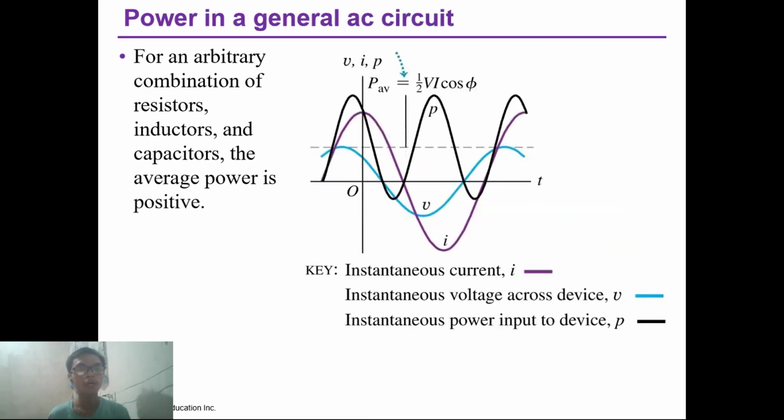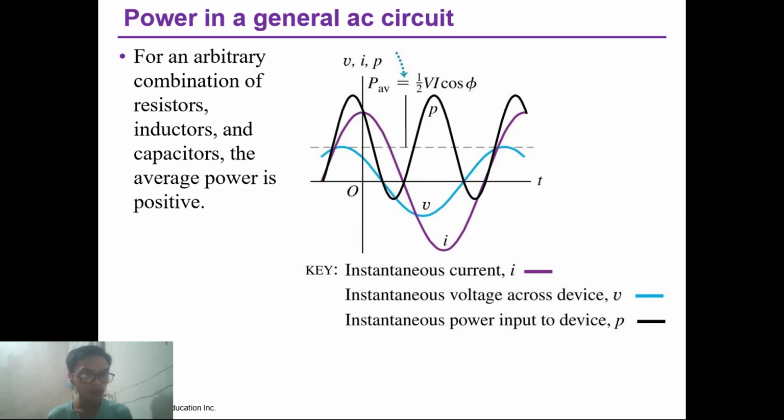Now we have here power in a general alternating current circuit. For an arbitrary combination of resistors, inductors, and capacitors, the average power is positive. Again, the power is positive and only resistors dissipate energy. The inductors and capacitors, on the other hand, store and return energy.